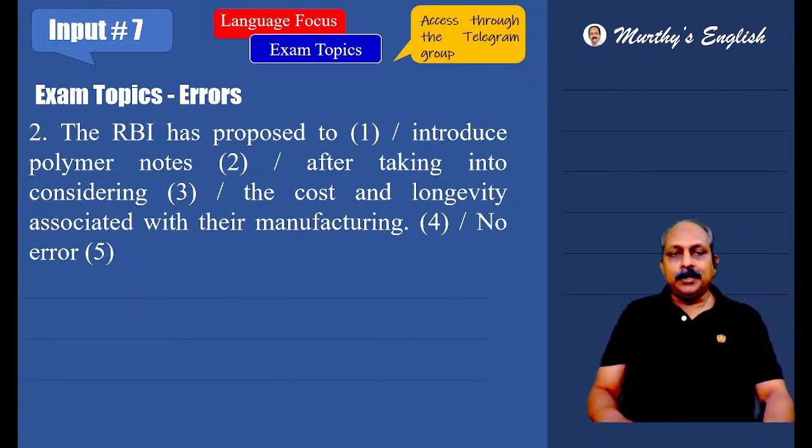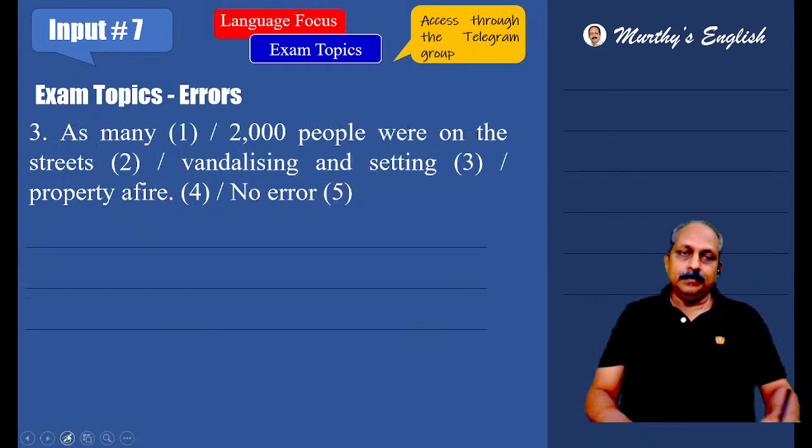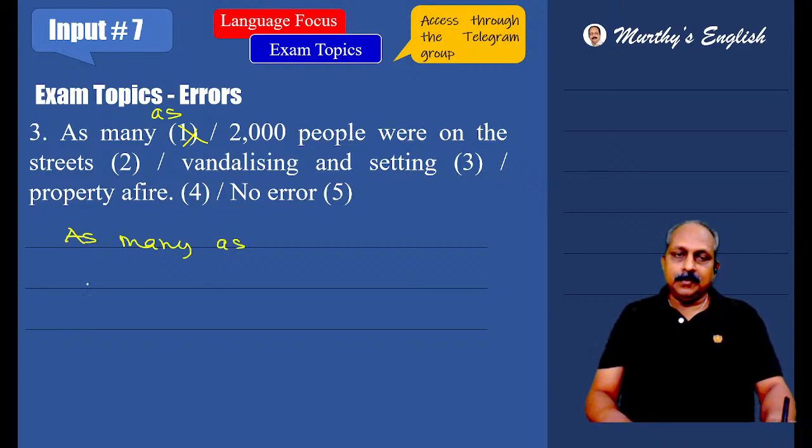The RBI has proposed to introduce polymer notes after taking into considering. You have to stop here. You don't have to go beyond. Take into. After that, we need a noun. Considering cannot be used as a noun. What is a noun form of consider? Consideration. Take into consideration. We have to use. Question is related to word form. Yes. As many 2000 people were on the streets. You don't have to go beyond. As many as. We need as.